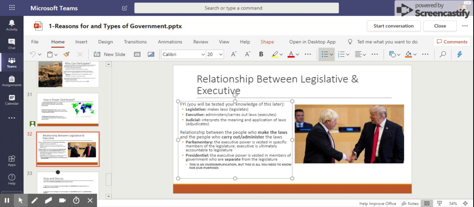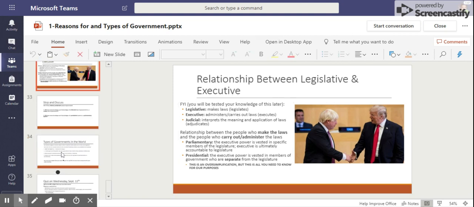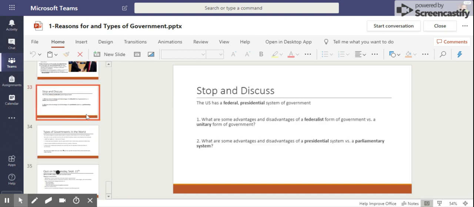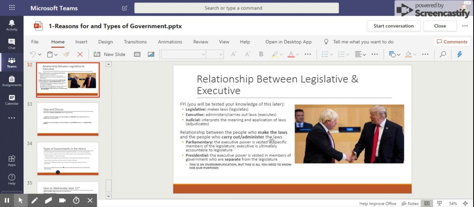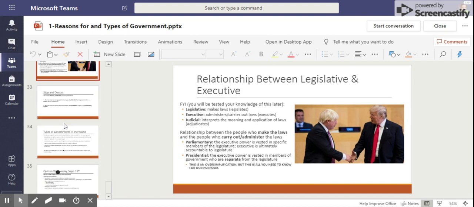So I hope that helps clarify things. If you have any questions, please email me. There's a couple things we did with positives and negatives that we brainstormed, and we'll get more into those as we go further in the course. But for our purposes right now, it's just good that you know what the definitions are and what a government that follows that pattern would look like.